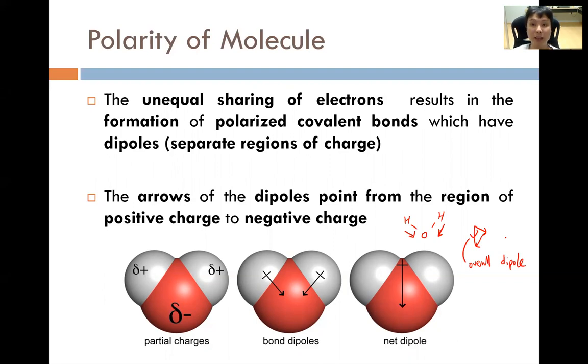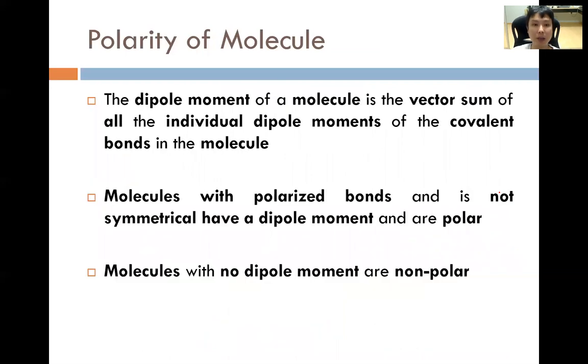We'll cover more of that in the next chapter, but for now, we just need to know that, based on the shape and on drawing the bond vectors, we add them up to decide whether that molecule has an overall dipole or not. The dipole moment of a molecule is the vector sum of all the individual dipole moments of the covalent bonds in the molecule. If the molecule has polarized bonds and it's not symmetrical, the bond vectors will not cancel out. When you add them up, you will get a non-zero vector, and that non-zero vector is the overall dipole moment of the molecule, and the molecule will be polar.